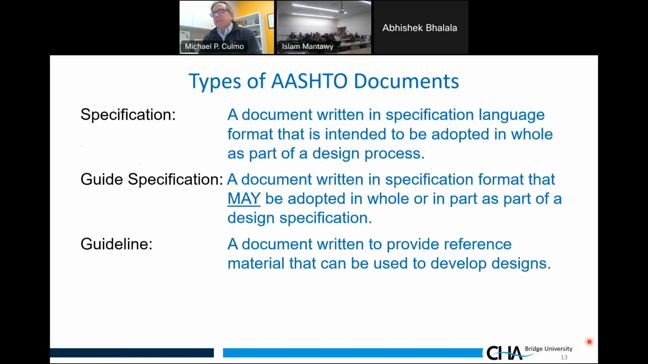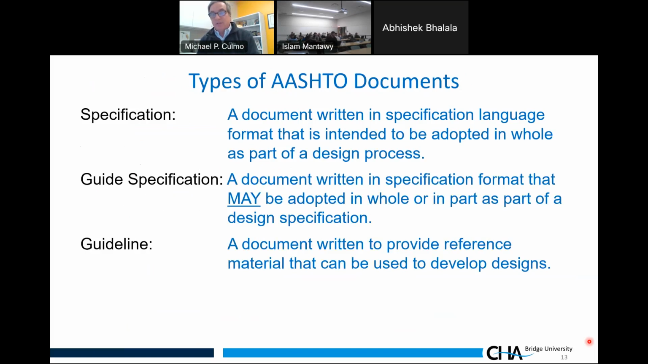A little bit about names. We're going to talk a lot today about specific text and names and what they mean. And there are 3 types of documents published by the AASHTO Bridge Committee. First is a specification, which is a document written in specification language format that is intended to be adopted in whole as part of a design process. That's an actual definition of what a specification is. In reality, a specification is mandatory. You have to follow a specification. It is not up for debate.